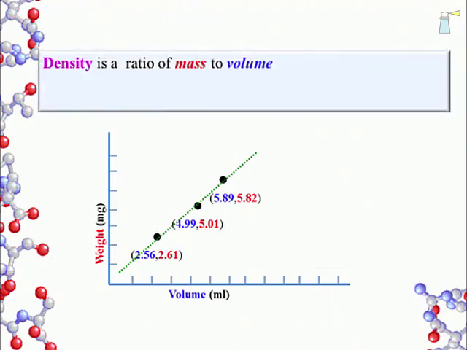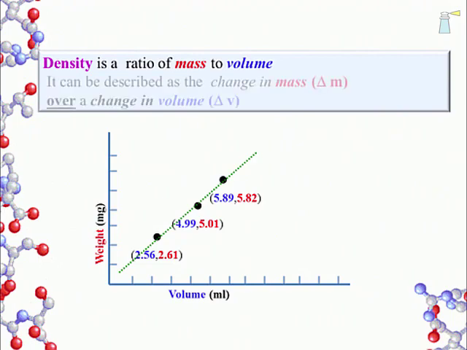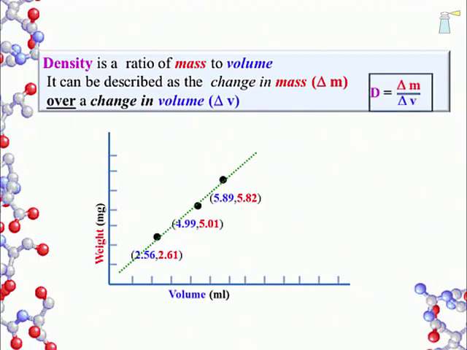Density is a ratio of mass to volume. It can also be described as the change in mass, delta m, over a change in volume, delta v. Delta, the triangle, is a Greek letter and is used here to mean change or difference, as in subtraction. The density can therefore be thought of as how the mass of a material changes as the volume changes. Let's return to the best fit line.